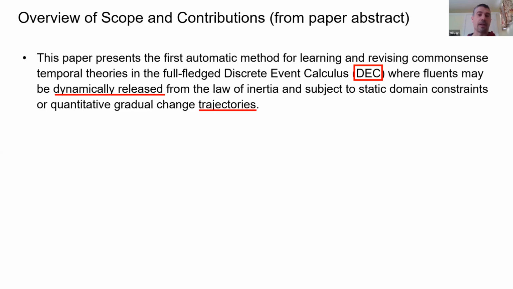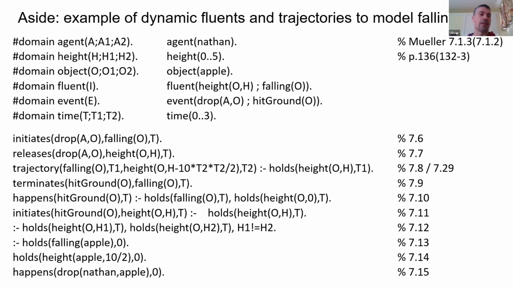Logic programming is a great way of doing that. But in common sense applications of this reasoning, you need to be able to release fluents from that law and bind them instead to what are called gradual change trajectories or continuous change trajectories, so that you can simulate physical laws such as the falling of an object under gravity.